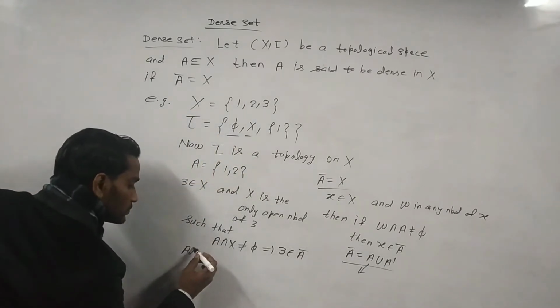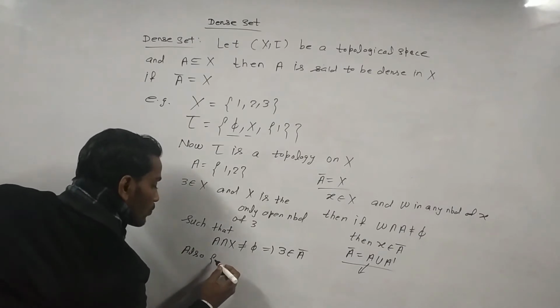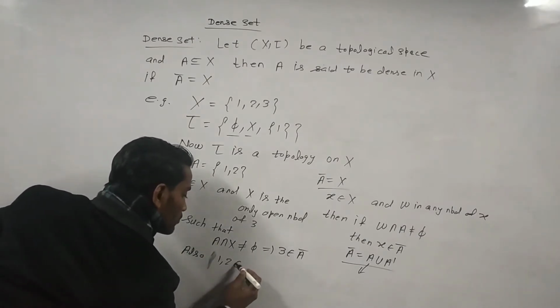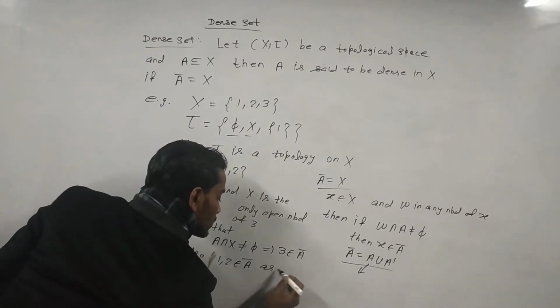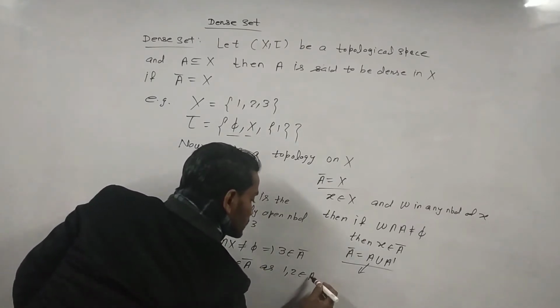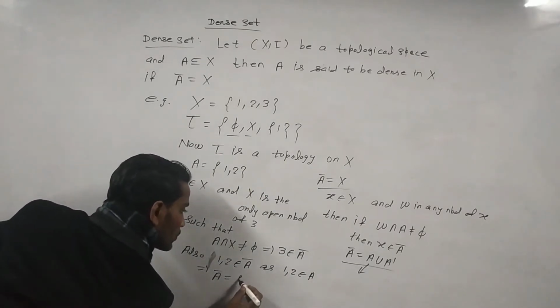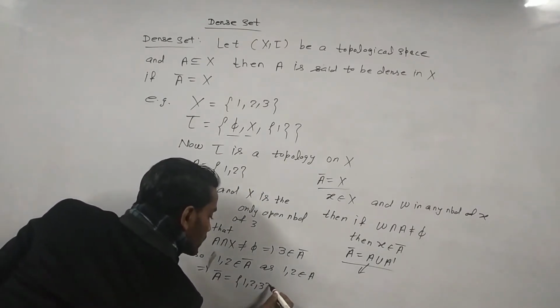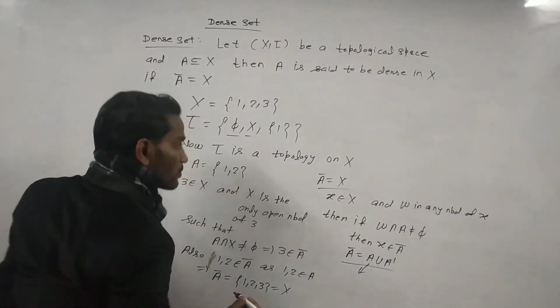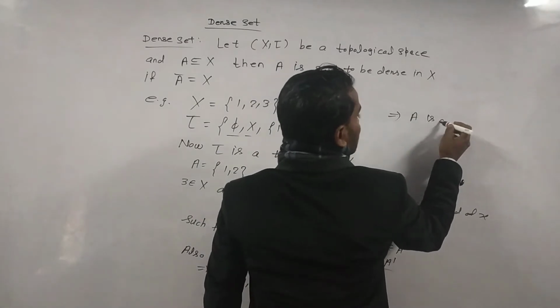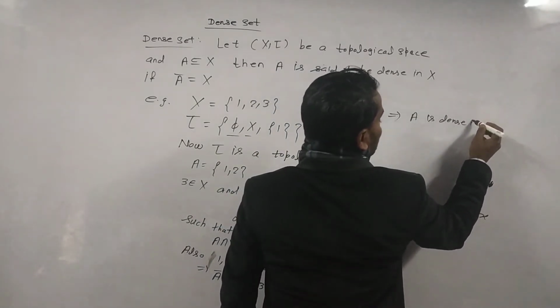Also 1 and 2 belong to A closure as 1, 2 belong to A. This implies A closure equals {1, 2, 3}, that is X. This implies A is dense in X.